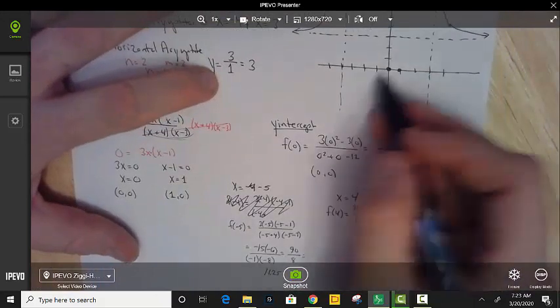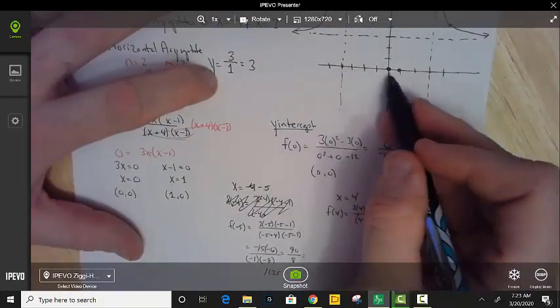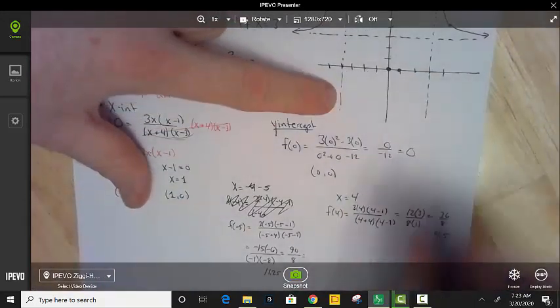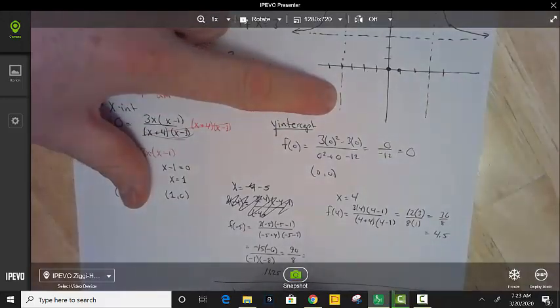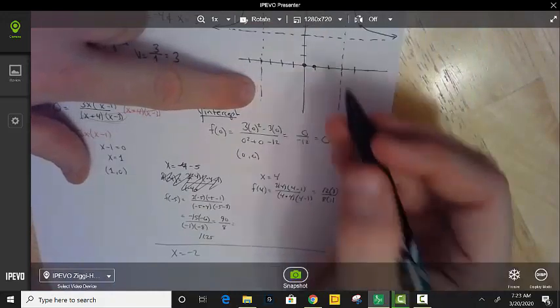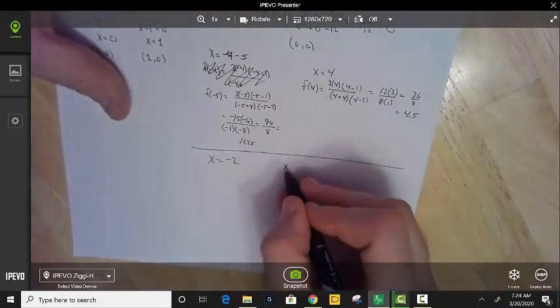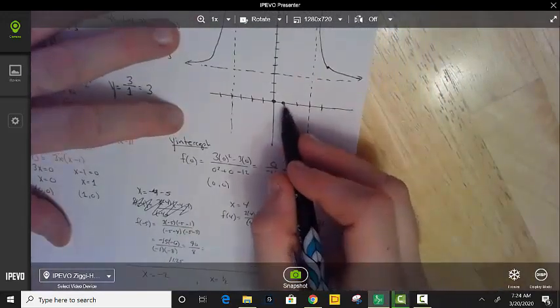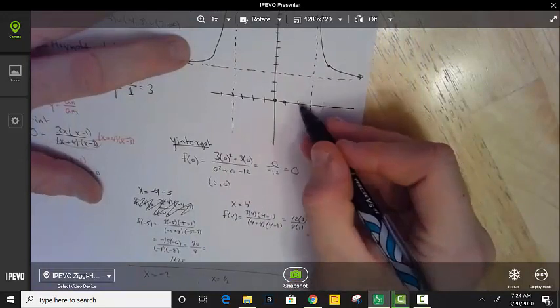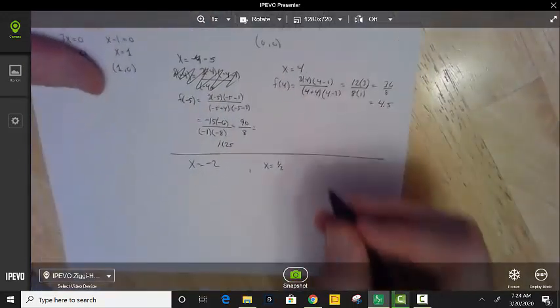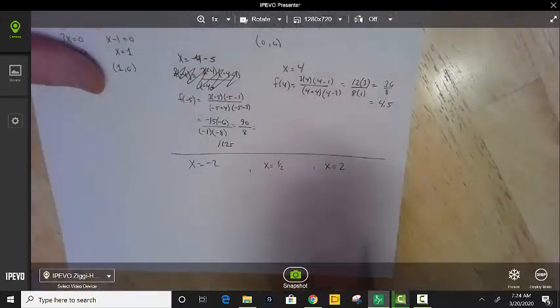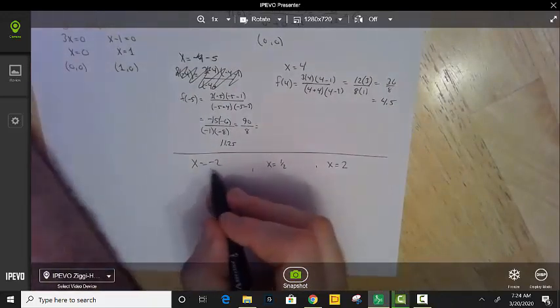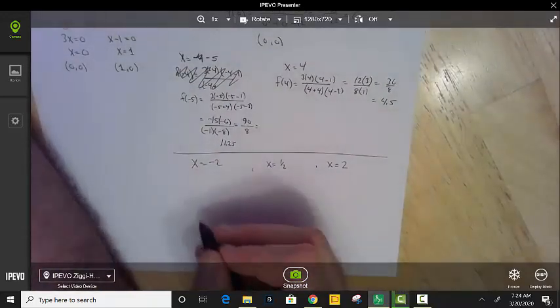So somewhere between -4 and 0, I'm going to plot -2. So x equals -2. And then somewhere between 0 and 1, I'm going to plot 1/2. And then somewhere between 1 and 3, I'm going to plot 2. And then we're just going to run through this by plugging all three into the function.